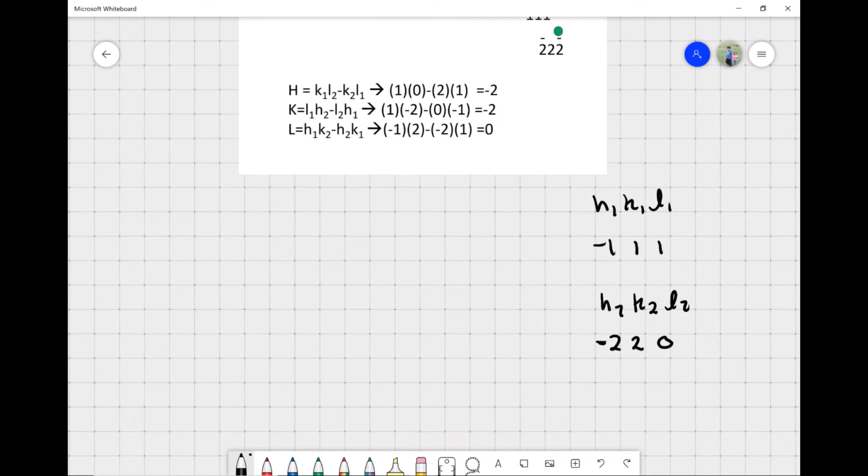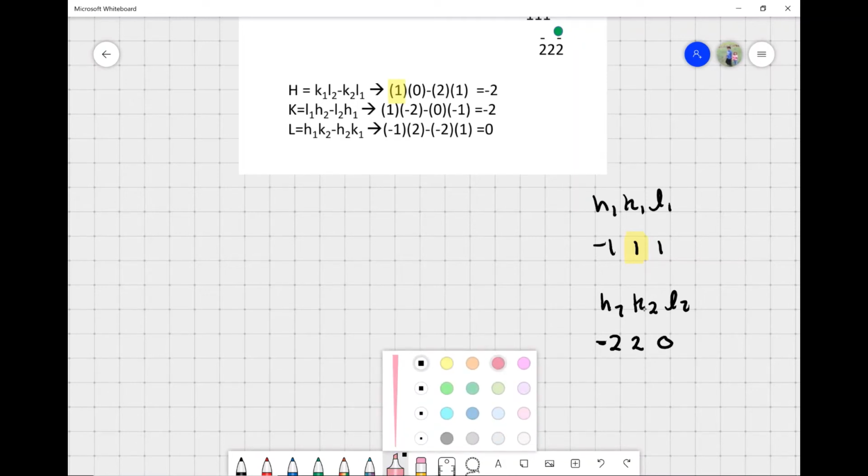And so K1 is 1. L2 is 0. And how many highlighters do I have? I have plenty. Okay, L2 is 0. And K2 is 2.